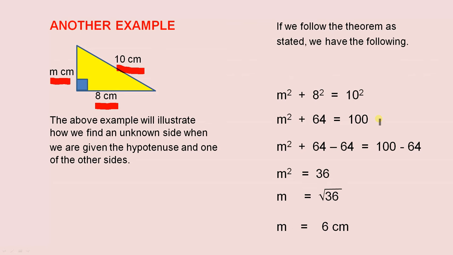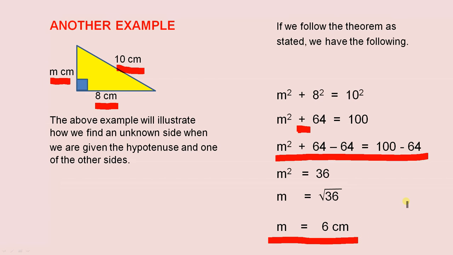m squared plus 64 equals 100. Now remember, we have to solve for m. So what we do here, we subtract 64 from both sides. That's how we solve this equation. Because there's a plus sign here, we do the opposite and subtract 64 from both sides. When we simplify this equation, we have m squared equals 36. m equals the square root of 36, so m equals 6 centimetres. So the other unknown side is 6 centimetres.